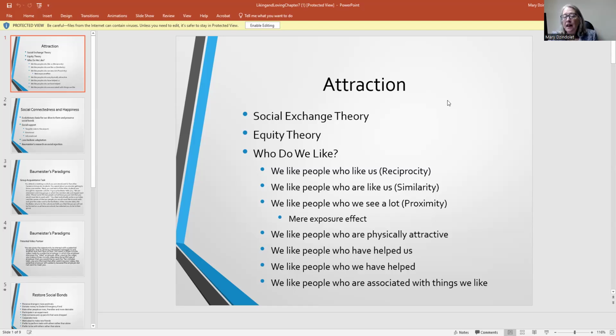And lastly, we like people who are associated with things we like. So, okay, I love ice cream. If I see you at Braum's, I'm going to be attracted to you because you're associated now with this thing that I love, a nice, good ice cream cone. People like their classmates better in a class that they have a higher GPA in. If your average is higher in a class, you tend to like the classmates better. So we like people who are associated with things that we like. So it's a big, long list here of things that lead to that initial attraction.